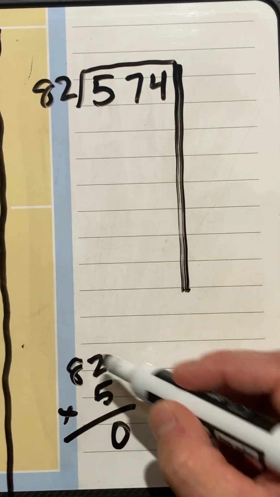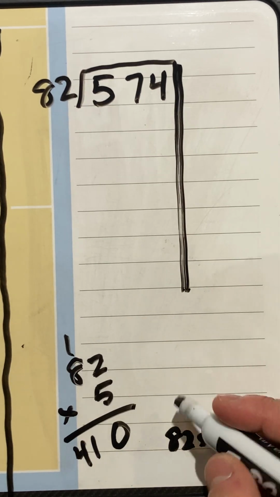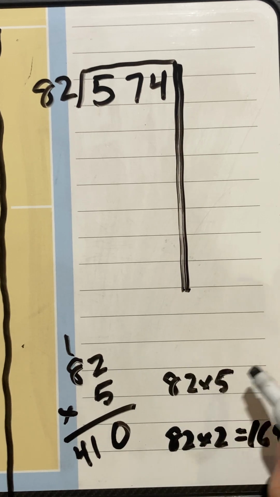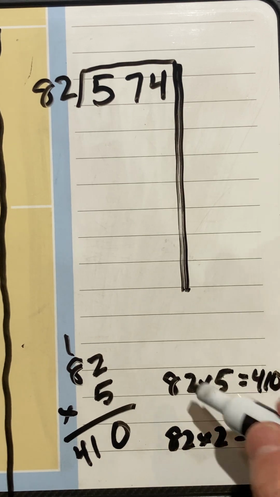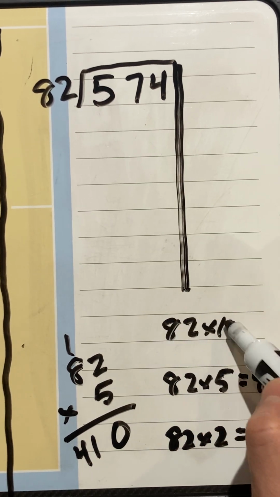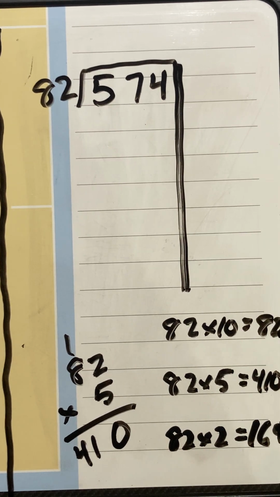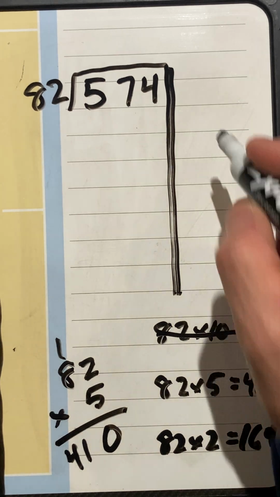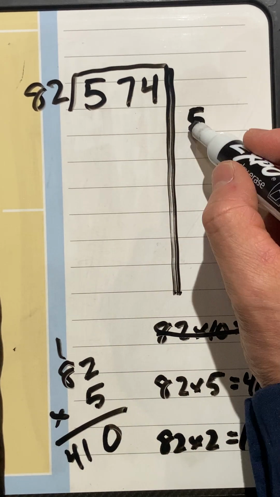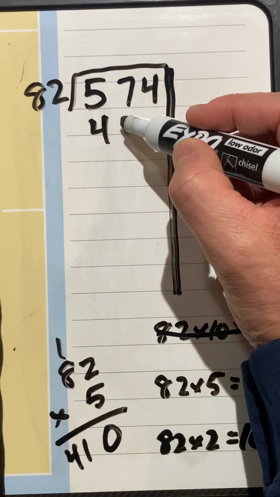2 times 5 is 10. 8 times 5 is 40, plus 1 is 41. So 82 times 5 is 410. And if I did 82 times 10, that'll be 820. Run out of space to write there. And that's going to be too big, so that's not going to work. So we'll go with our first partial quotient, which we're going to use as 5. 82 times 5 is 410.